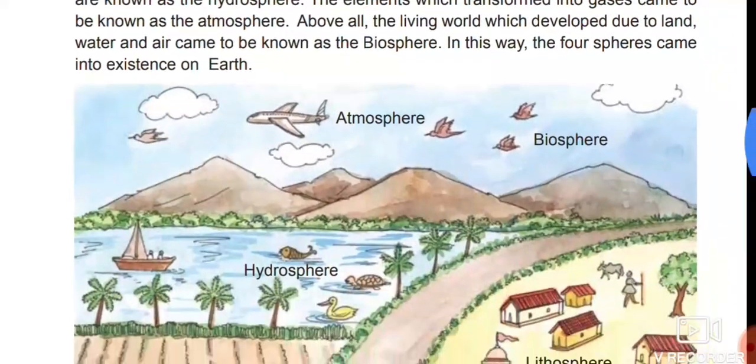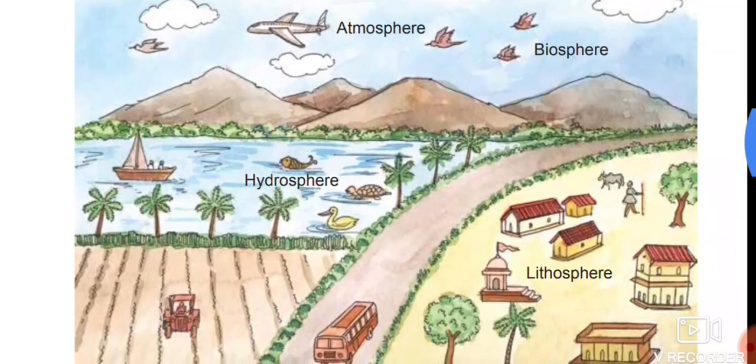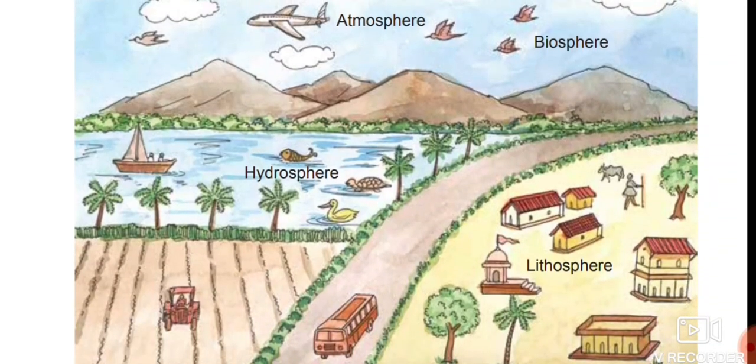Yes. See, this is a beautiful picture showing all the four spheres on the Earth. See, the atmosphere is at the topmost layer because over there is the existence of gases. See, the biosphere is also shown, where animals, birds, and human beings are living. Water is described as hydrosphere, and the portion that is covered with land is lithosphere.